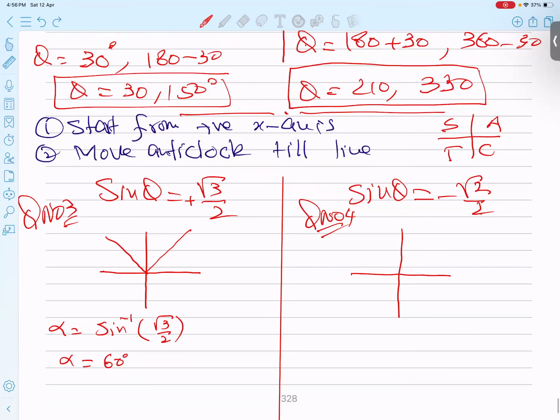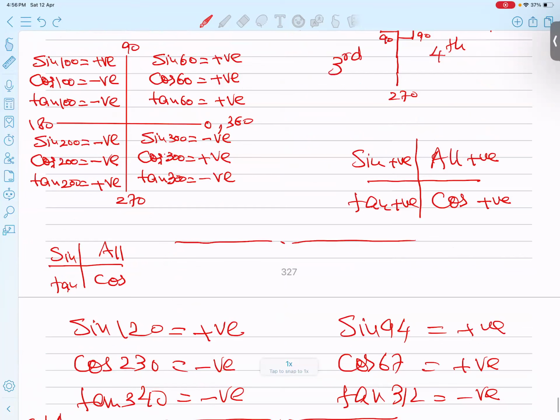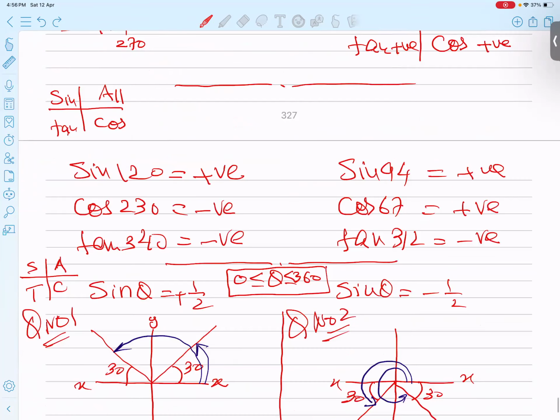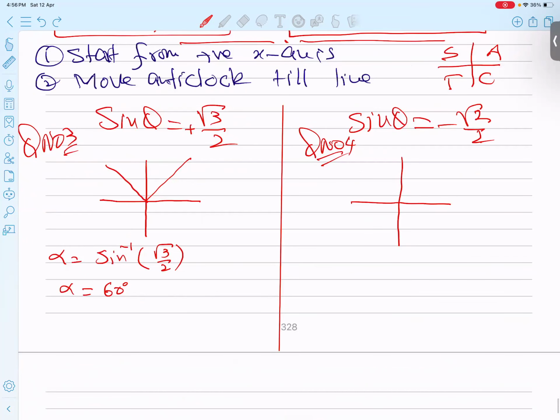I show my previous table once again. Look here: here cos is positive, here tan is positive. But what about sine? Sine is negative in the third and fourth quadrant. I believe you understood. So I am making these two lines here, and I will take this theta for a while as alpha. And I will not take that negative sign. Make sure, students.